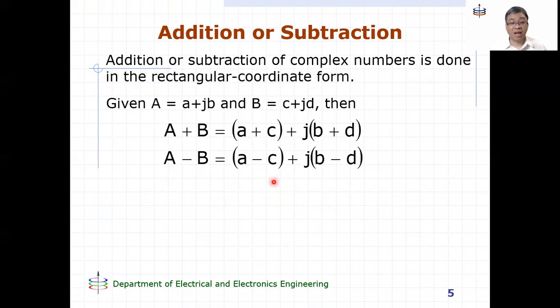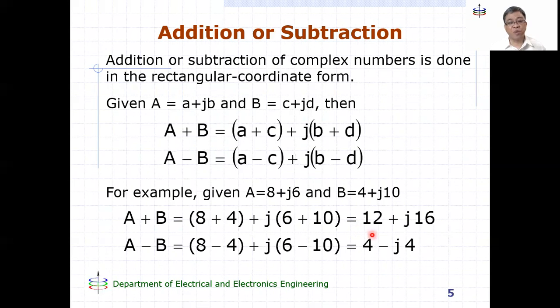Then we subtract the real components: subtract the real component of B from the real component of A, and subtract the imaginary component of B, which is D, from the imaginary component of A, which is B. So that's basically it. Collect the real components and collect the imaginary components.